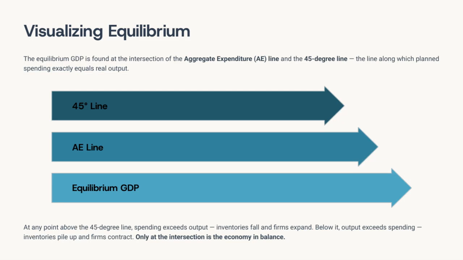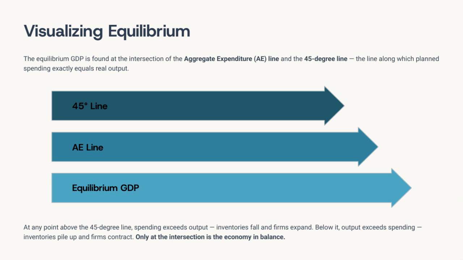The 45-degree line represents a key concept. It's where planned spending exactly equals real output, or GDP. When we are above this line, it means that spending is higher than what the economy is actually producing. In this situation, inventories tend to fall because firms are selling more than they are producing, prompting them to expand their output. Conversely, when we are below the line, output exceeds spending.